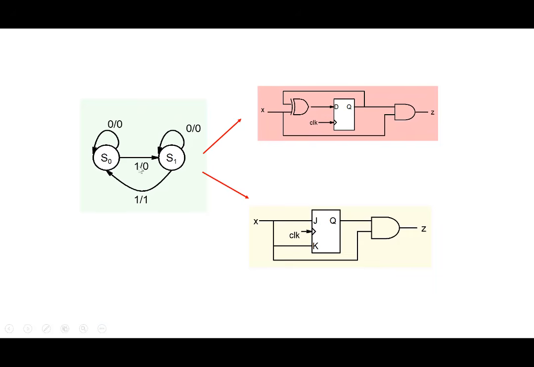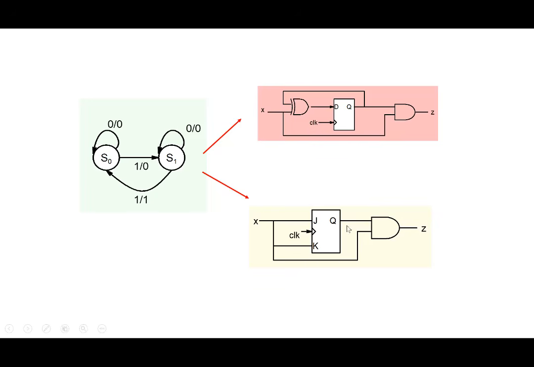So this was the state transition graph. When we use the D flip-flop, this is the circuit that we got. On the other hand, for the same state transition graph, when we use the JK flip-flop, this is the circuit that we got here. And if you compare the two circuits, it appears that the second circuit is simpler.